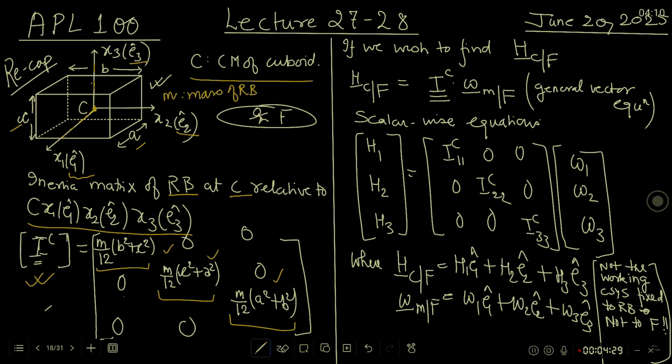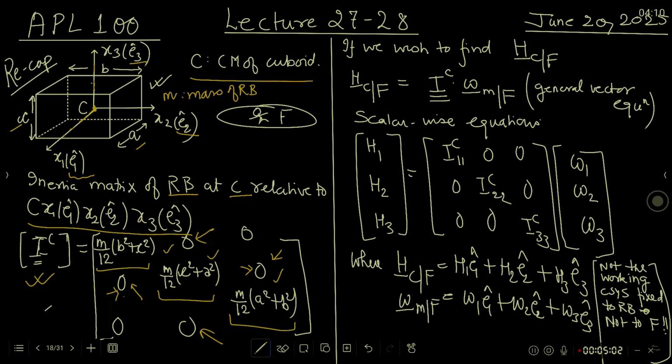IC23, this one, and IC21, this particular component, must be 0. Once this is 0, and I know that the inertia matrix is always symmetric, I conclude this is also 0. For the same reason, if this component is 0, this also has to be 0.